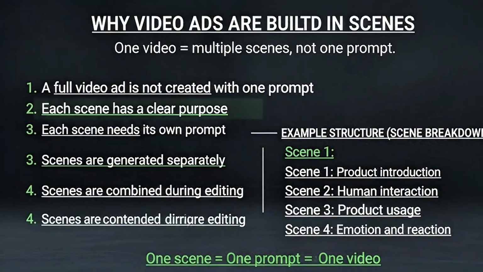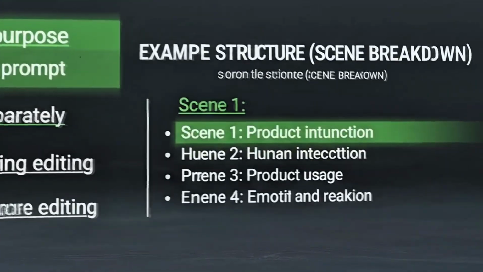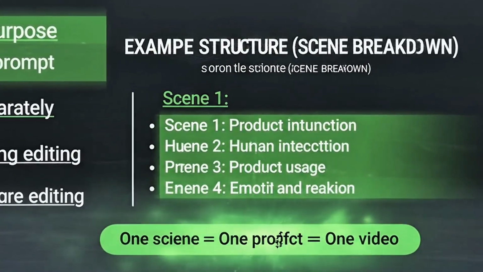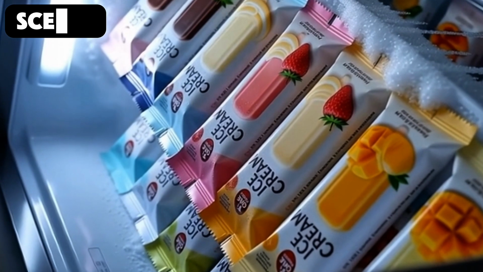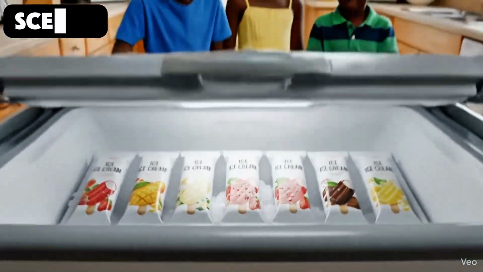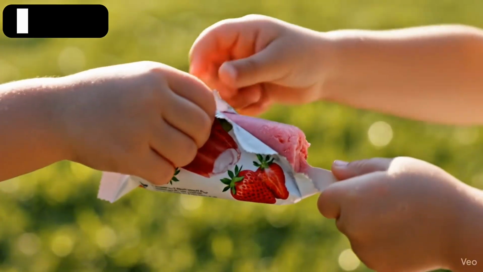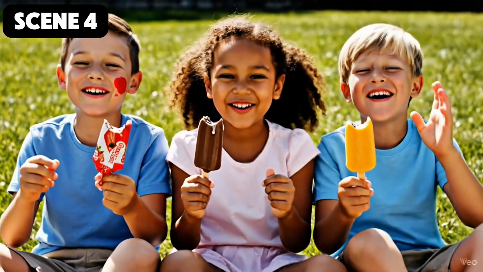Part 4. Why video ads are divided into scenes. A very big mistake beginners make is writing the entire video in one prompt. A good advertisement is not made like that. A strong advertisement is divided into scenes. Ice cream ad example. Part 1. Ice cream inside the fridge. Part 2. Children take the ice cream. Part 3. They unwrap the packaging. Part 4. They eat with excitement. Each scene equals its own prompt.